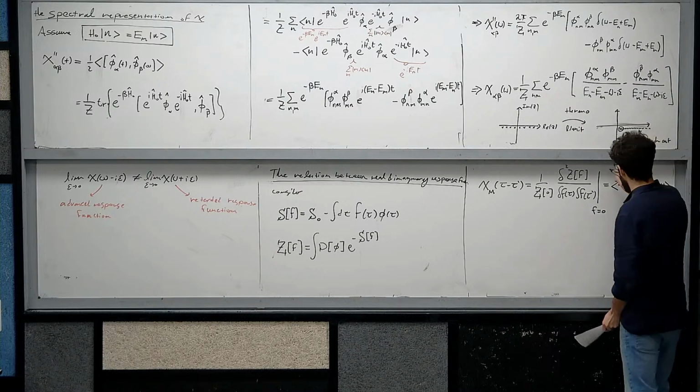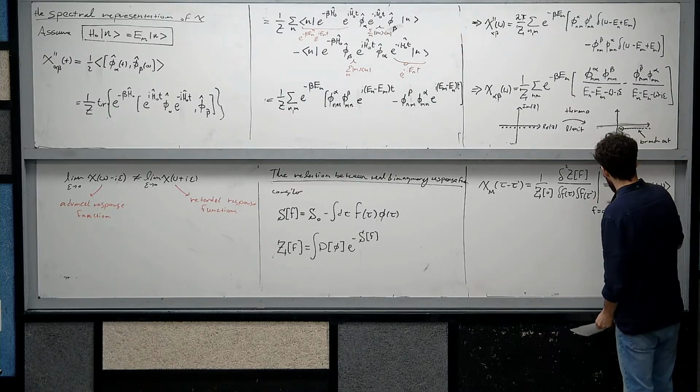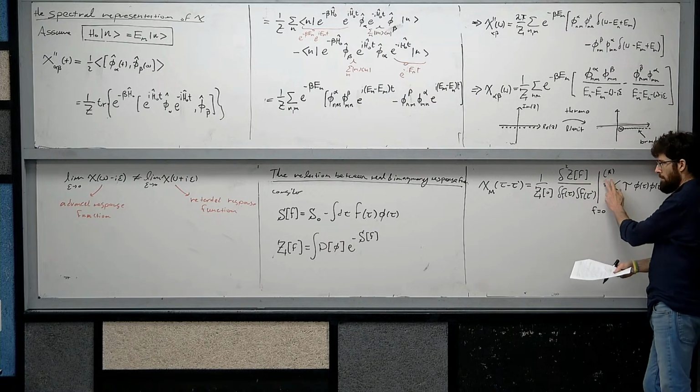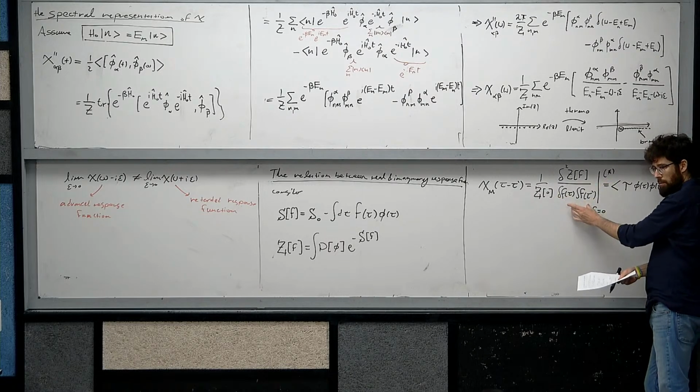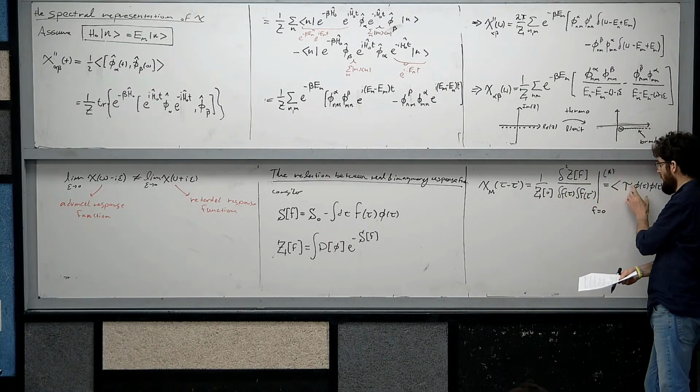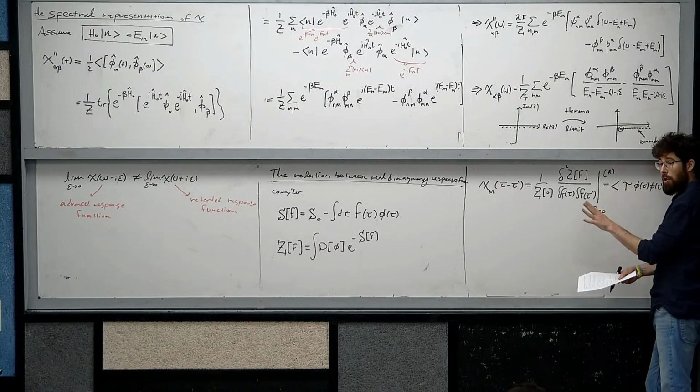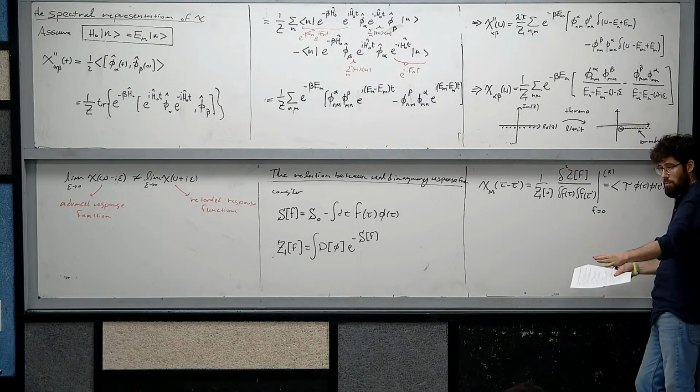Okay, so this thing, I'll have to show it later. But basically, when you take these kinds of derivatives, you always get the time ordered. This is general, by the way. It has nothing to do with imaginary time.